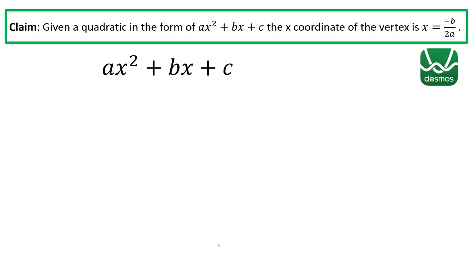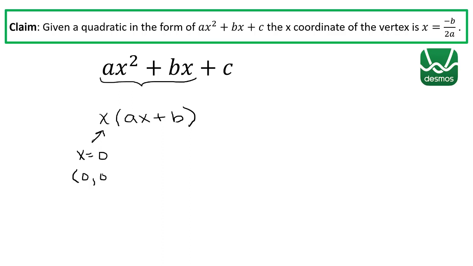So investigating that the x-coordinate is really negative b over 2a, I'm going to focus here on this part of the expression, since a and b impact the x-coordinate and c does not. To begin, I'm going to factor this part of the expression into x times ax plus b. This will allow me to think about the x-intercepts. Thinking about this factor when it equals 0 tells me that I have an x-intercept at 0, 0.